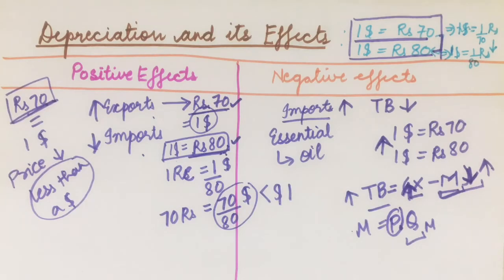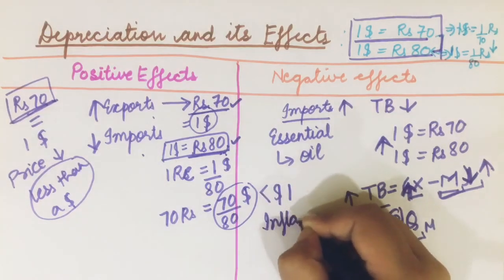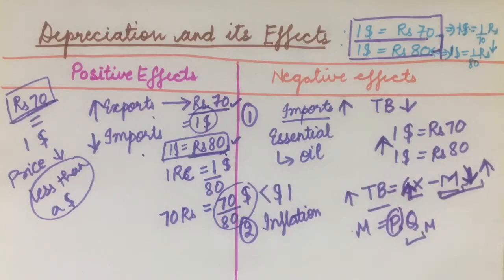So one of the negative effects of depreciation is also that it causes inflation. Why? This is because many of the goods which are imported are costly, and they form a part of our basket of goods which are used to calculate inflation. And since the import price of those goods is going up, like oil, petroleum, my inflation goes up. So this is one negative effect.